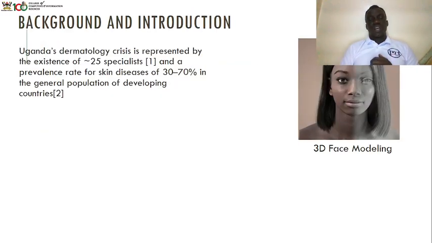First of all, we have to understand that in the current world, we are facing a number of skin issues, skin conditions, skin diseases, which take around 30 to 70% of the general population of developing countries, Uganda inclusive. In Uganda alone, by the research that we made, there is only an estimation of 25 dermatologist specialists serving over a population of 45 million people, which leads to under-servicing, where many people don't receive dermatologist care.